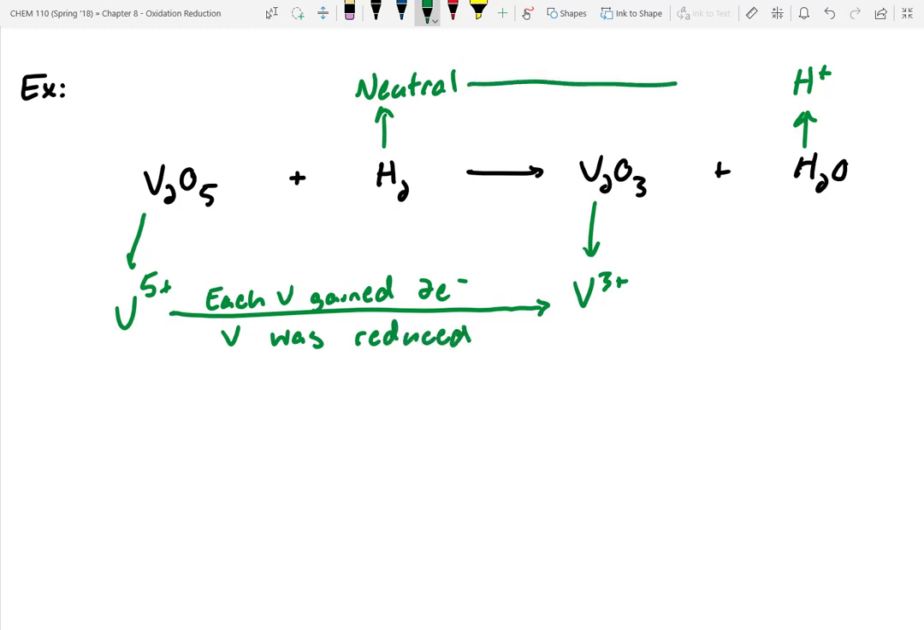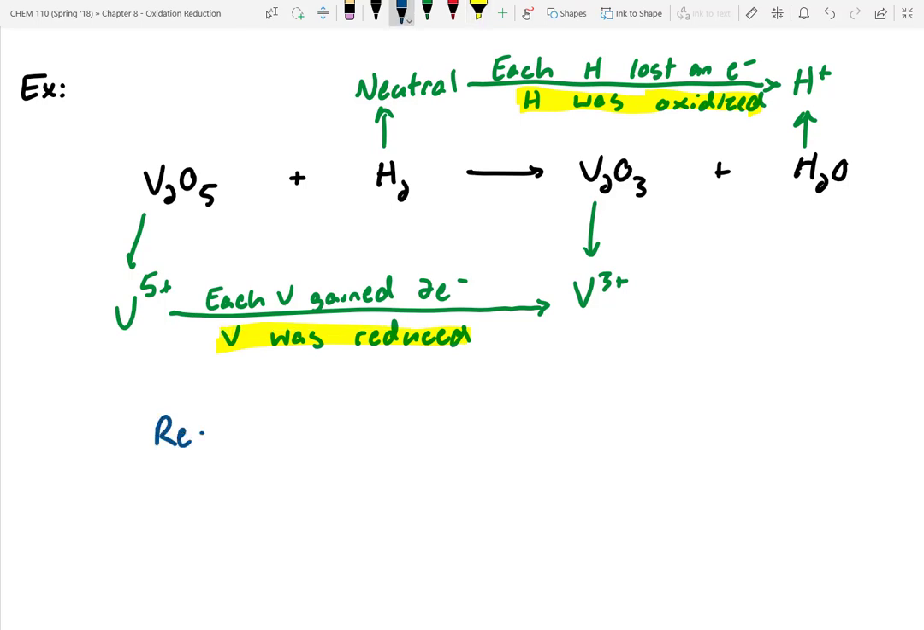Okay, and then up here we can do the same thing. It looks to me like each of the hydrogens lost an electron. That means that hydrogen was oxidized. Does that make sense? You always have this combo of something being oxidized and something being reduced.